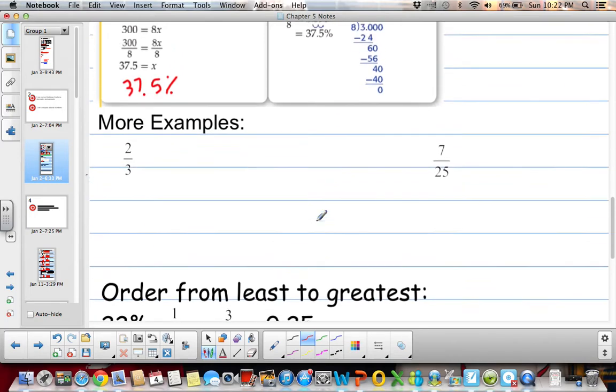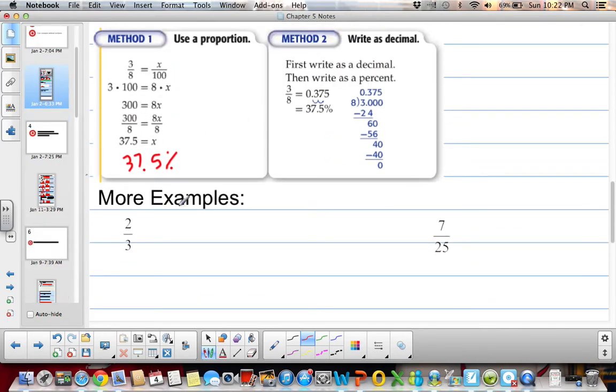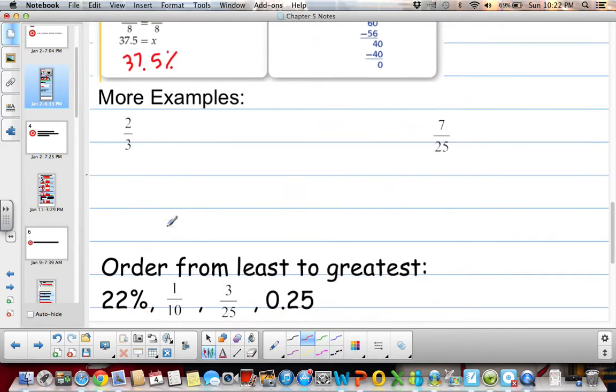Okay, so let's do another one, and we'll do it using method 2. So for 2/3, if I take 2 and I divide it by 3, and a lot of us know that 2/3 equals 0.666666. So we'll just write it like this: 2/3 equals 0.6666, and going on and on forever.